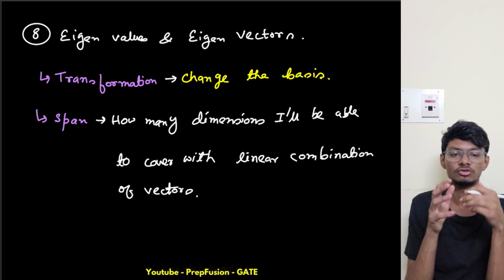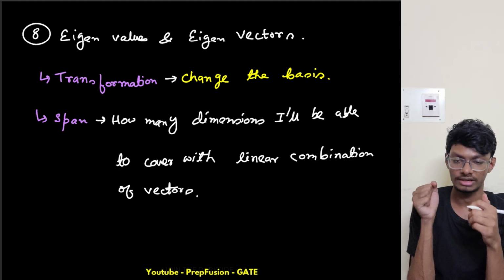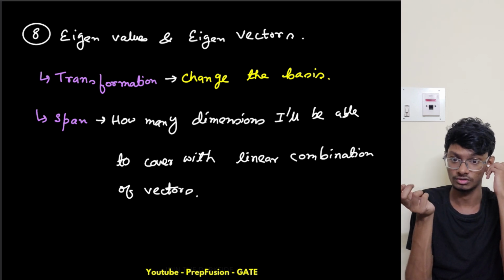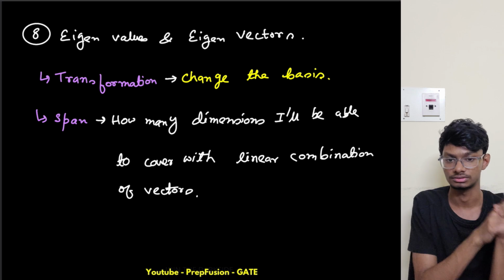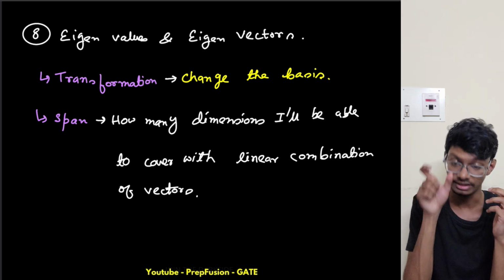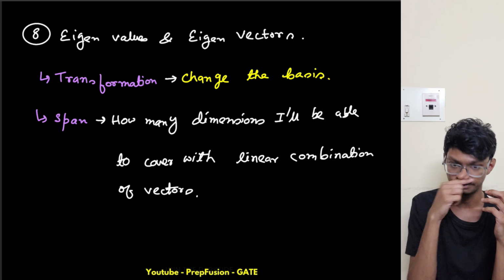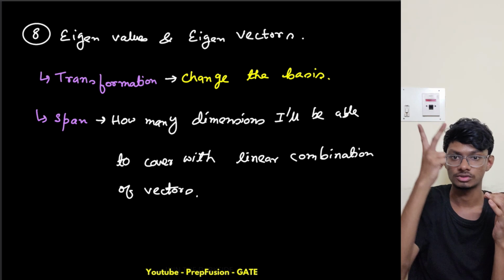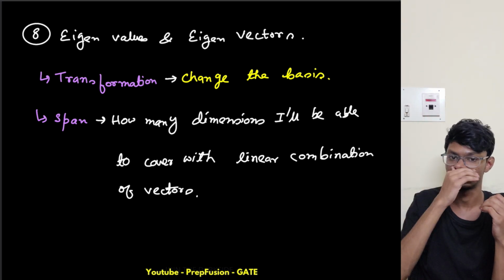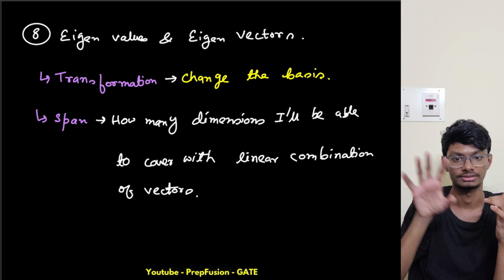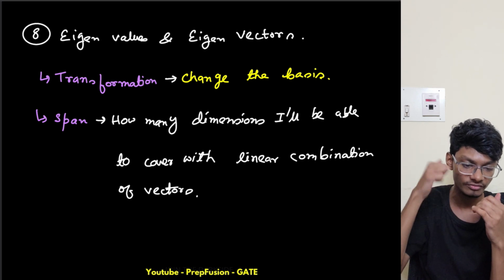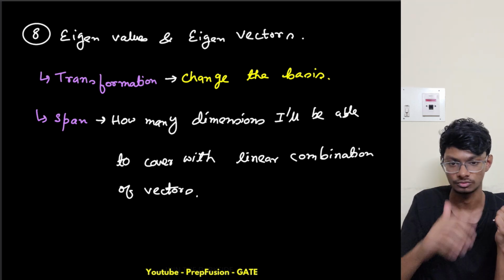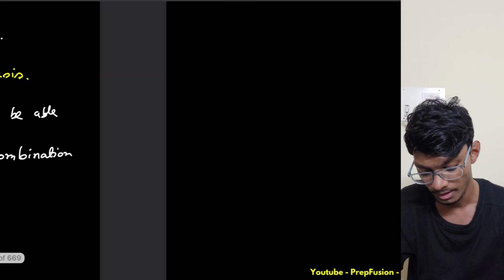Now rank is equivalent to span only. Rank tells about the span of a vector. So if I can cover 2D, then the rank is 2. If I can cover 3D, rank will tell me I can cover a span of 3. Rank is very important. Rank tells how many columns or rows are independent in that matrix. Rank tells us the minimum number of independent rows or columns. That is also the definition of rank. All these things we'll study in matrices also, don't worry.